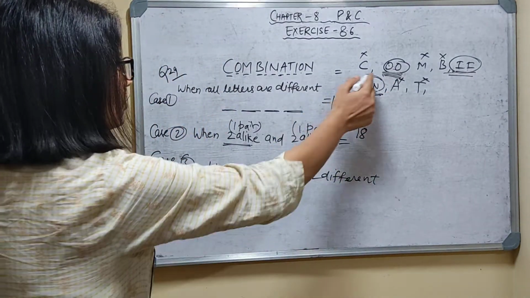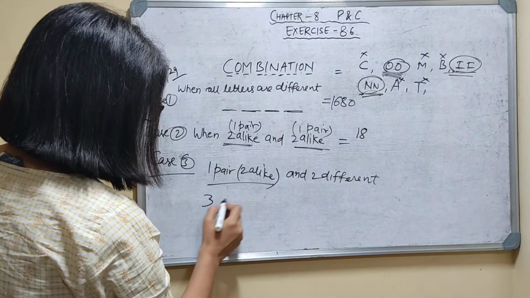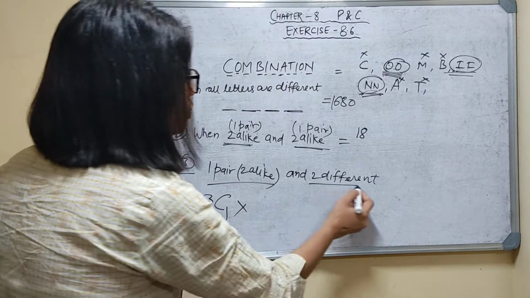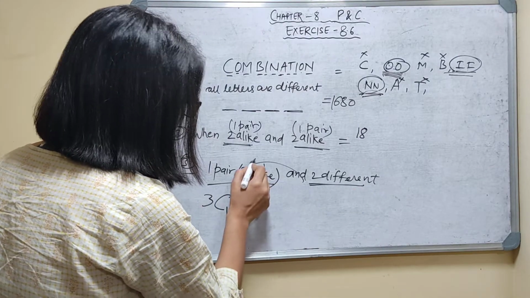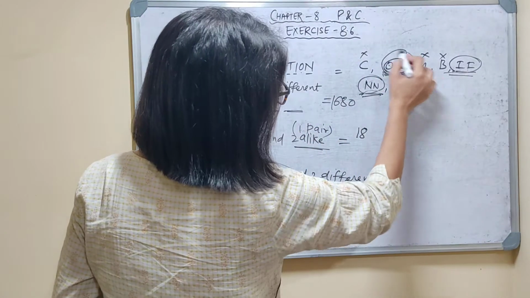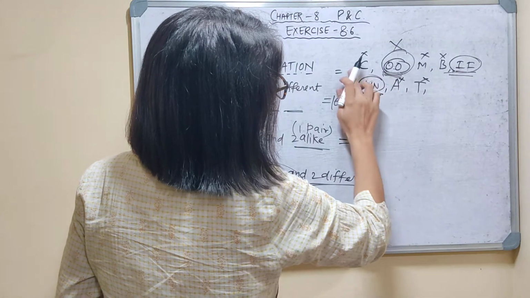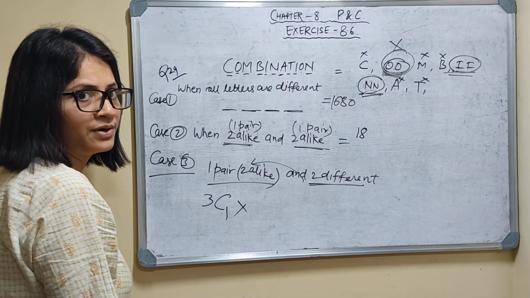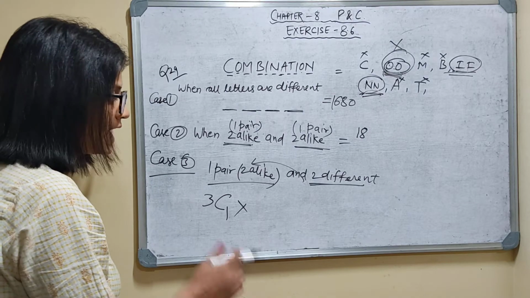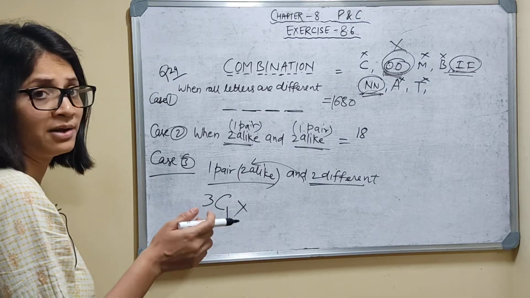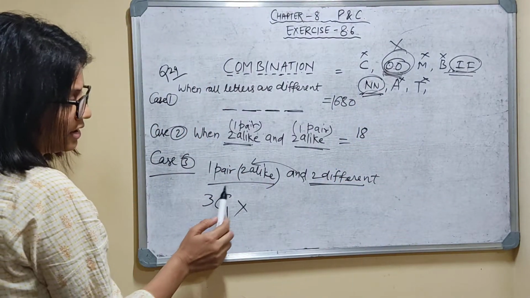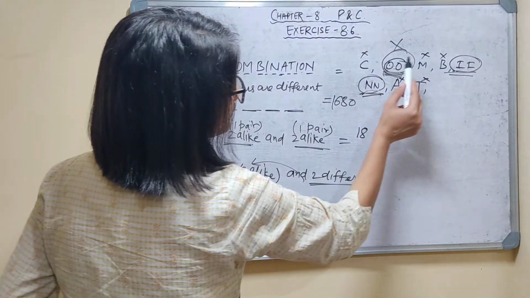So out of 1, 2, 3 pairs, how many do I have to take? 3C1, and then 2 different. It should not match with this. If I am taking this O, then this is cancelled. So 1, 2, 3, 4, 5, 6, 7 only are left. Is it okay? Why am I not taking 9? Because I should not include this one.